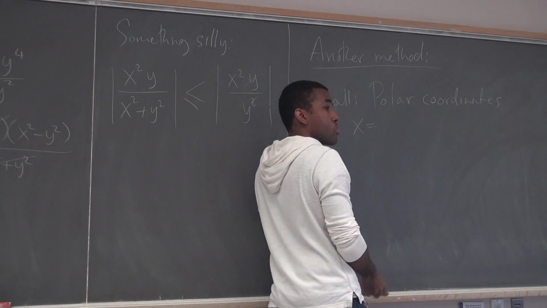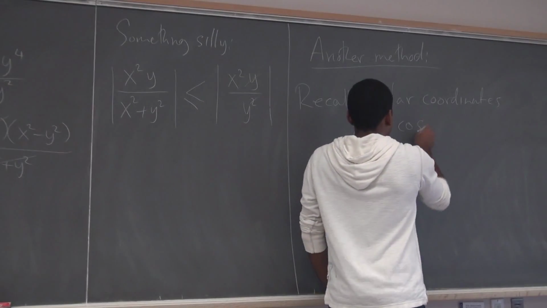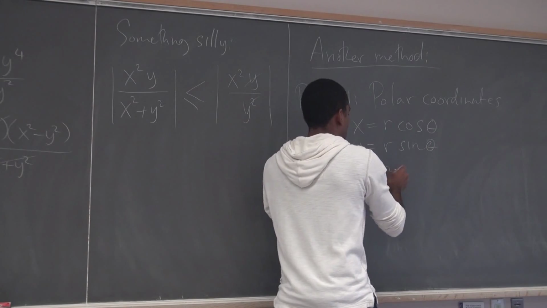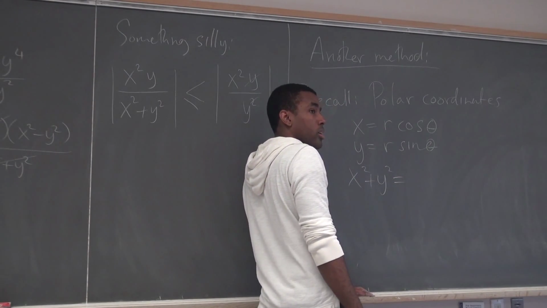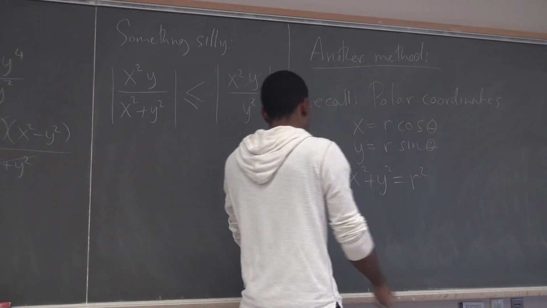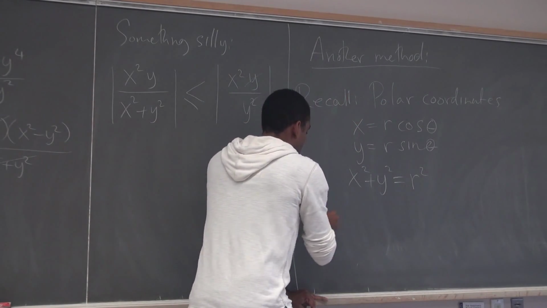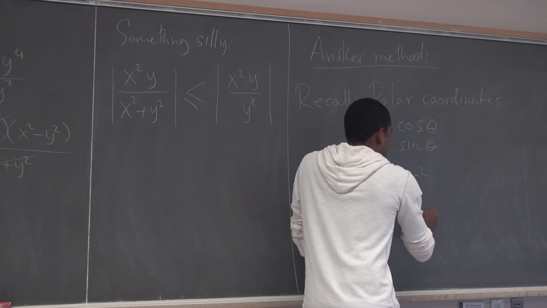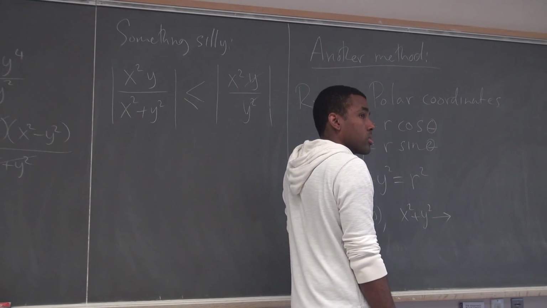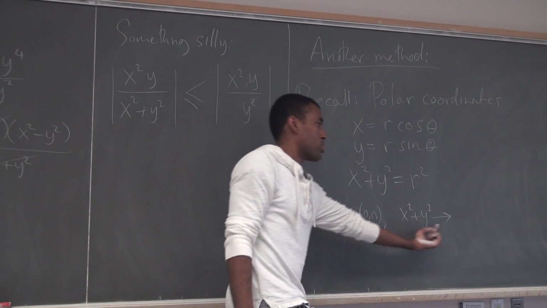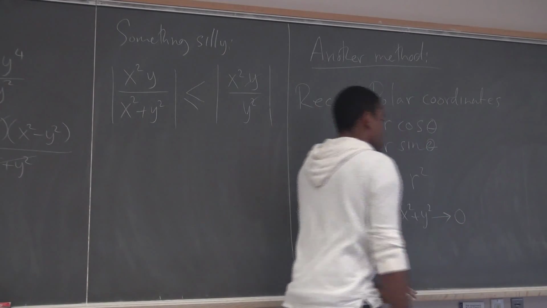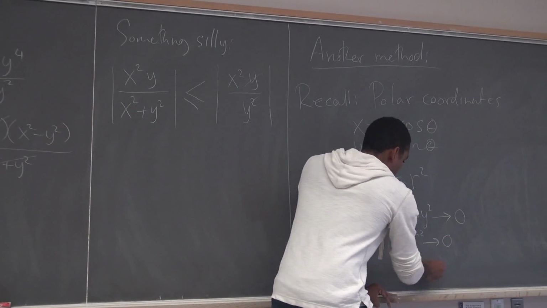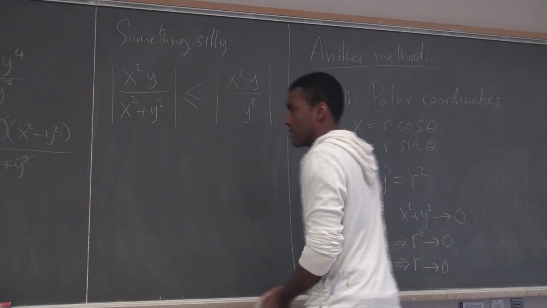In polar coordinates, what is x? R cosine theta. You guys took too long. What's y? R sine theta. If I look at the expression x squared plus y squared, I get r squared. We could actually use this to our advantage. Notice, as x, y approaches 0, 0, x squared plus y squared would approach 0. This would mean r squared would approach 0, which would mean r would approach 0, right? We're going to use that to our advantage.